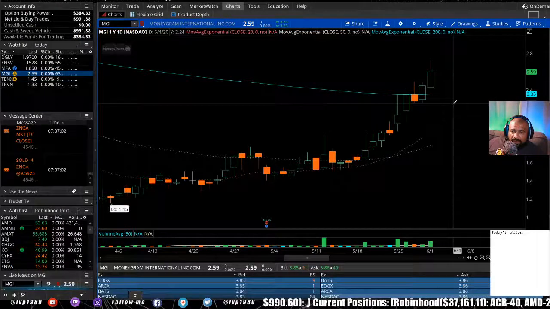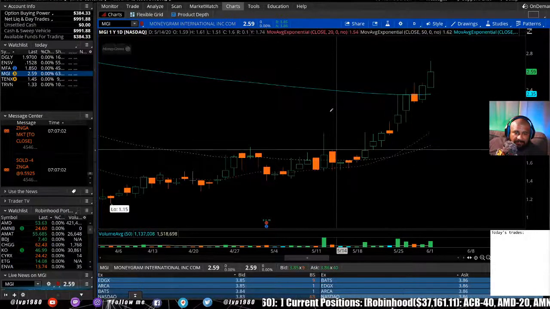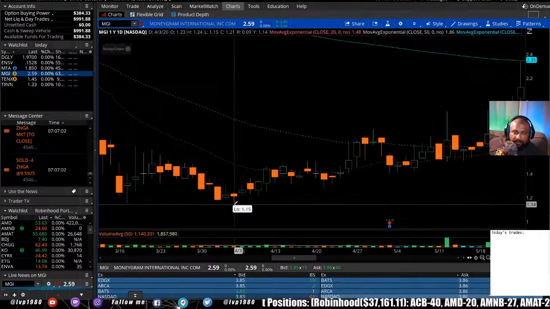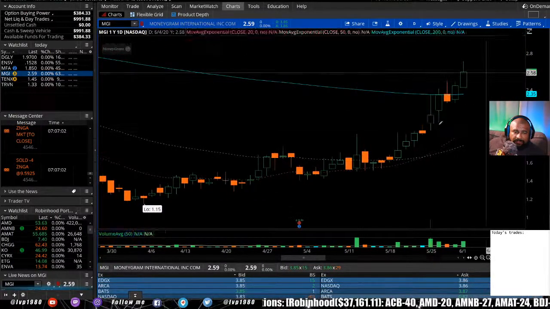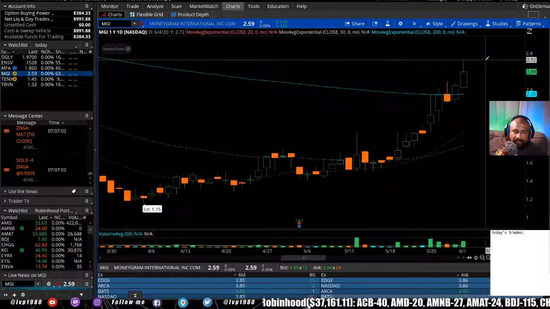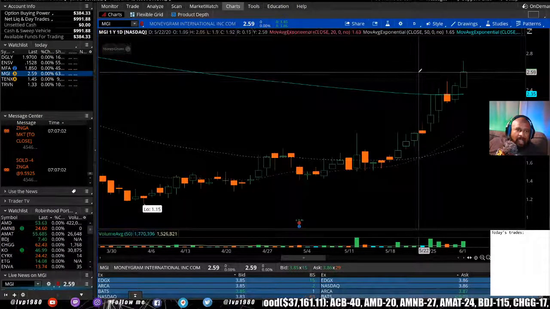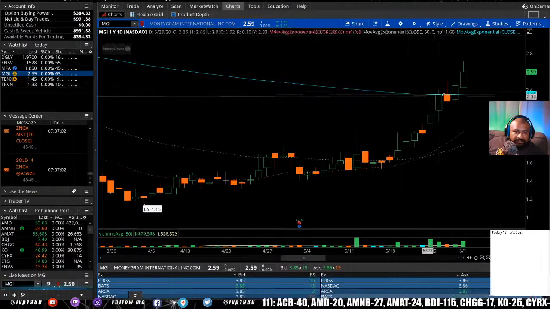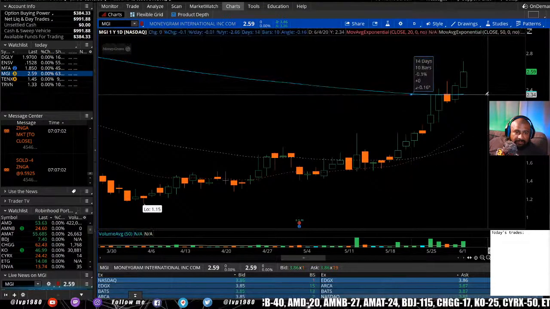MGI, which is MoneyGram International. I think I'm familiar with them all. They've been on the rise for a while now, from 115 up to 259 right now, as high as 272. So this one, you can tell the resistance was right here.